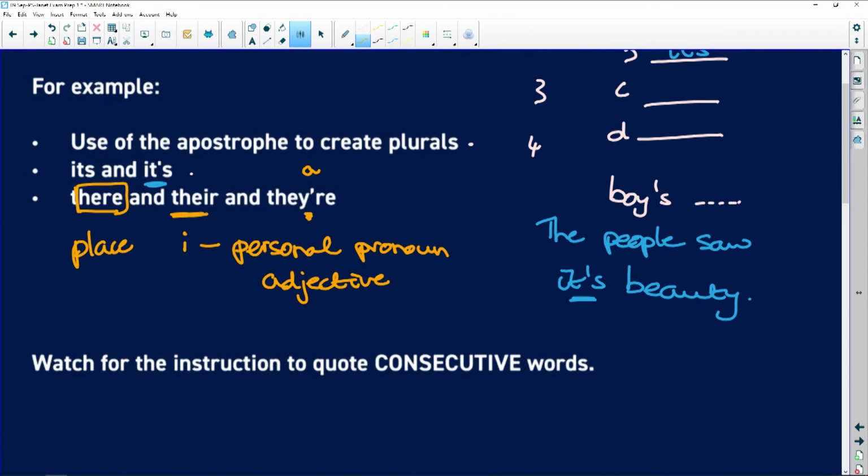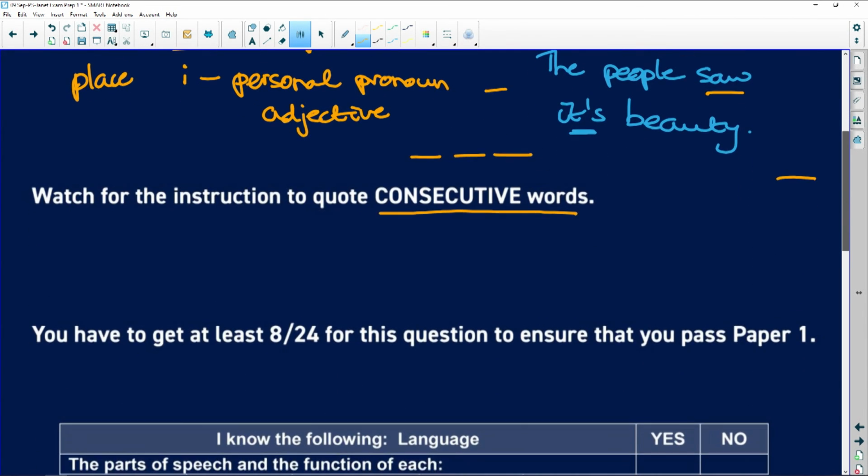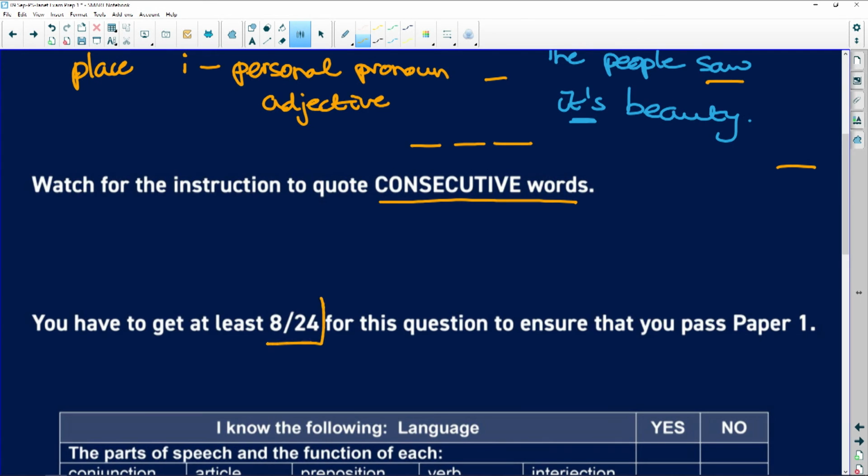Then, throughout this paper, you can be asked to quote consecutive words. What does that mean? It means one after the other. Quote 3 consecutive words. They've got to be following each other. It's not one word there, and one word over there. So watch for that. And you've got to get 8 out of 24 for the question. So it's 20 for question 5, and then 4 marks, which are part of question 3 and question 4.